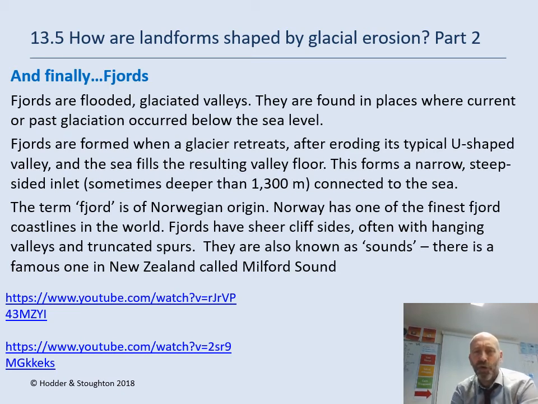Now, fjords are Norwegian. That's where the name comes from. And they have one of the most amazing fjord coastlines in the world. The hundreds of different fjords along their coast. And you can also see hanging valleys and truncated spurs. In other countries, they're known as sounds. So there's a famous one in New Zealand called Milford Sound, which I was lucky enough to visit about 10 years ago. And it's formed in exactly the same way.